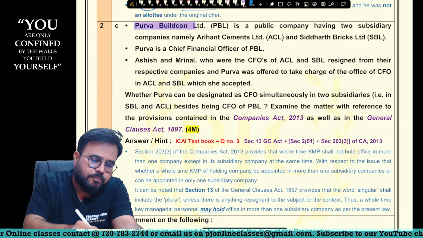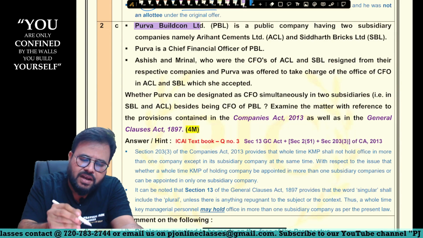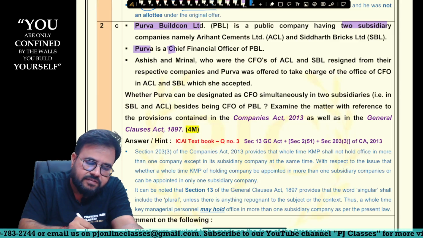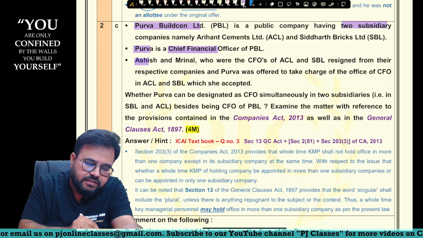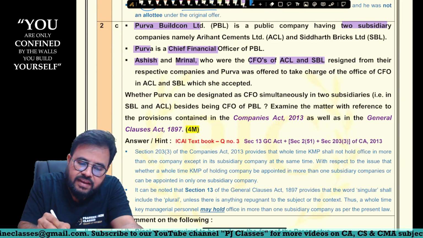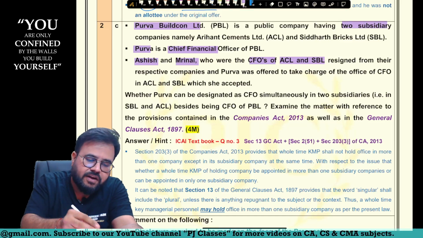So there is Purva building, some PBL company. It has 2 subsidiaries. Purva is CFO of that particular company, sir. Ashish and Mrinal were the CFOs of ACL and SBL, and they resigned from their respective companies.